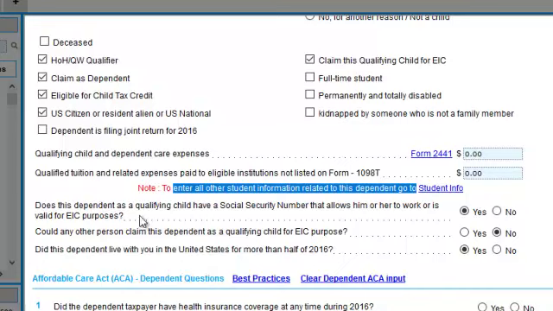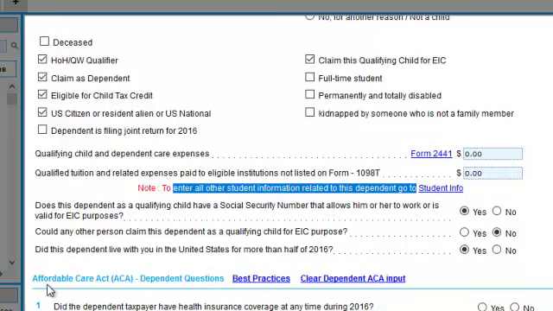Does this dependent as a qualifying child have a social security number that allows him or her to work or is valid for EIC purposes? You're going to hit yes, which these things are already populated. Could not any other person claim this dependent as a qualifying child for earned income credit purposes? Yet no. Did this dependent live with you in the United States for more than half of 2016? I'm going to put yes there.